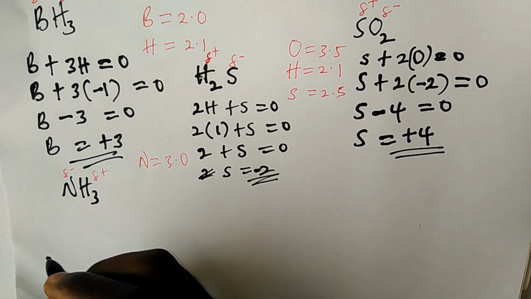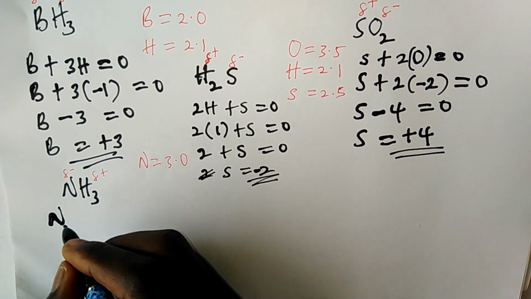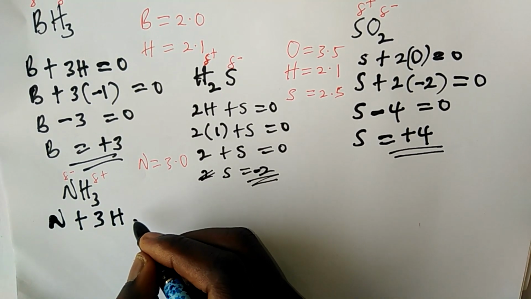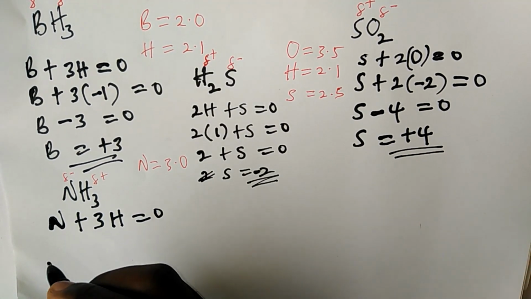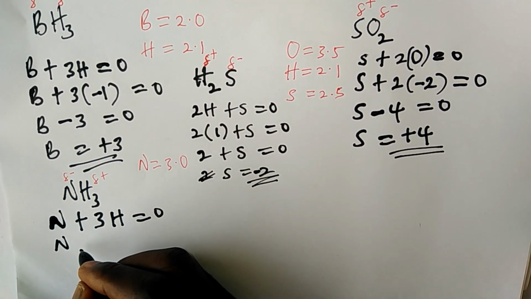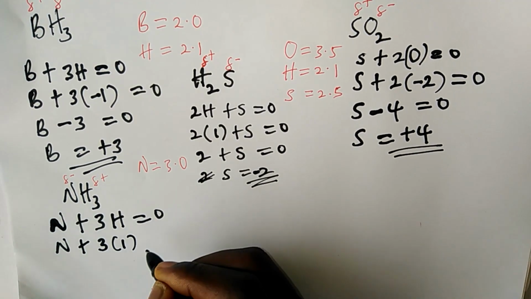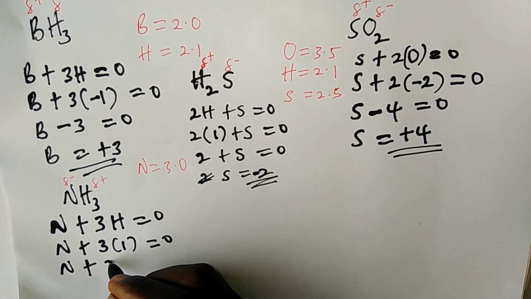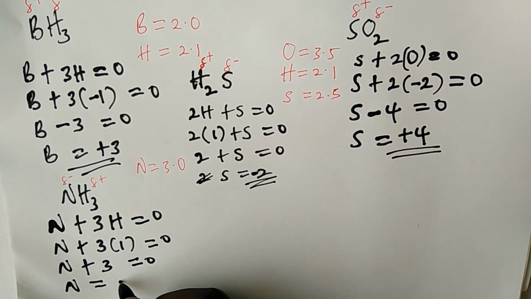So we say N plus 3H is equal to 0. We say N plus 3 is equal to 0. We say N is equal to minus 3.